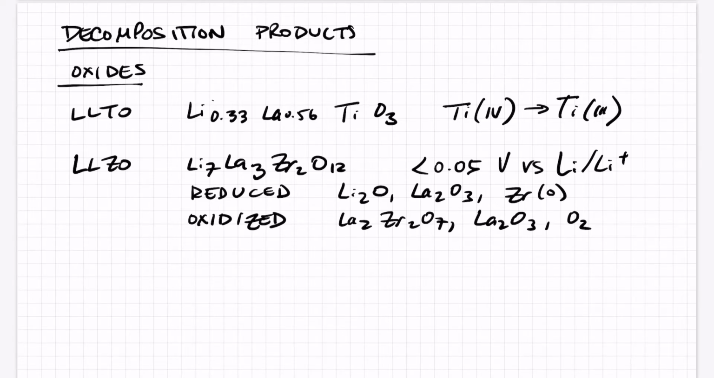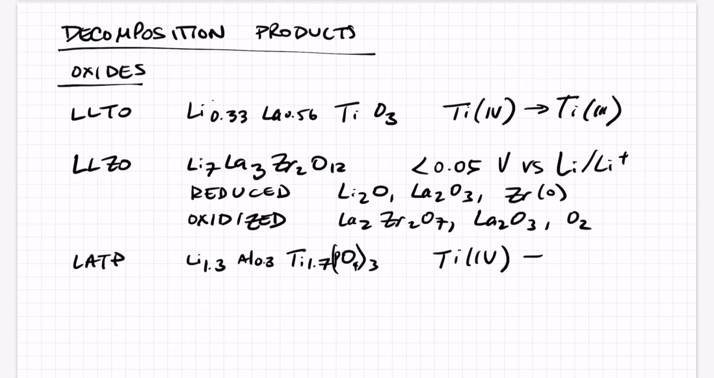Okay, and then there's also LATP. What's been studied is substoichiometric. Okay. So here, the electrochemical window is a little bit smaller, but you also can form titanium 4 going to titanium 3.